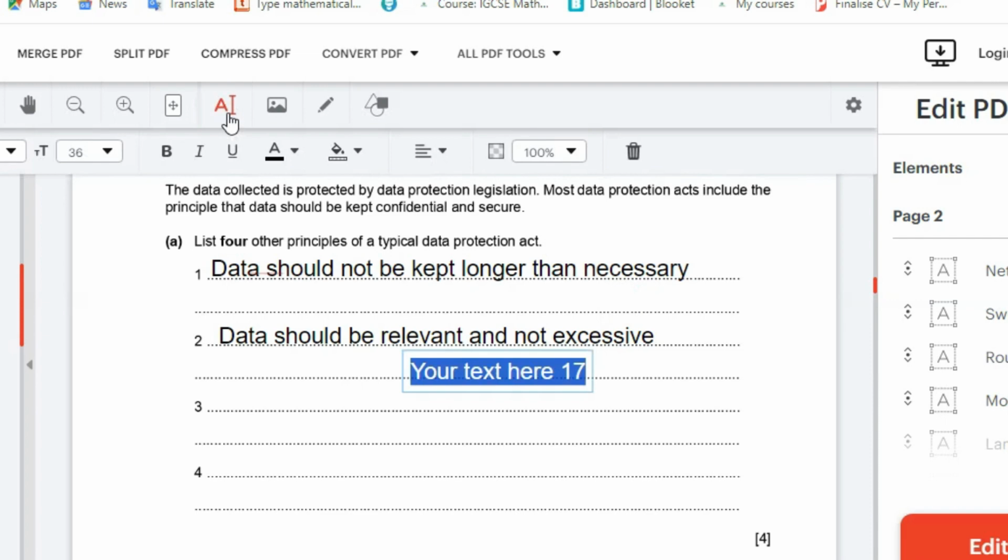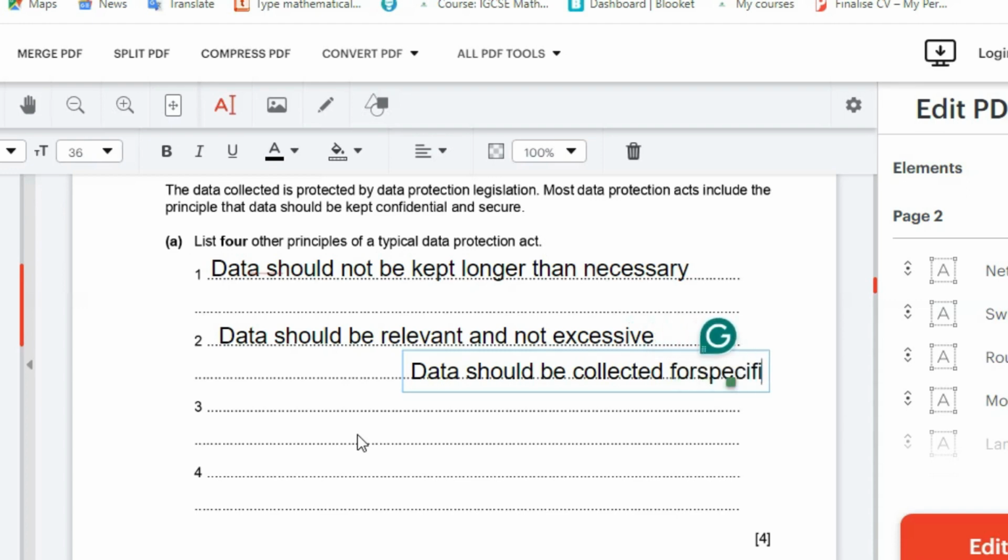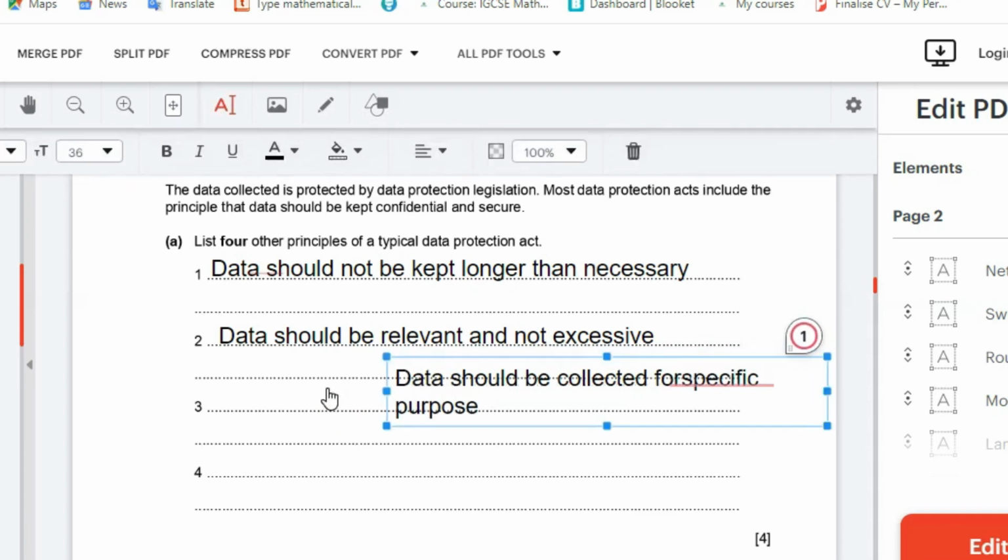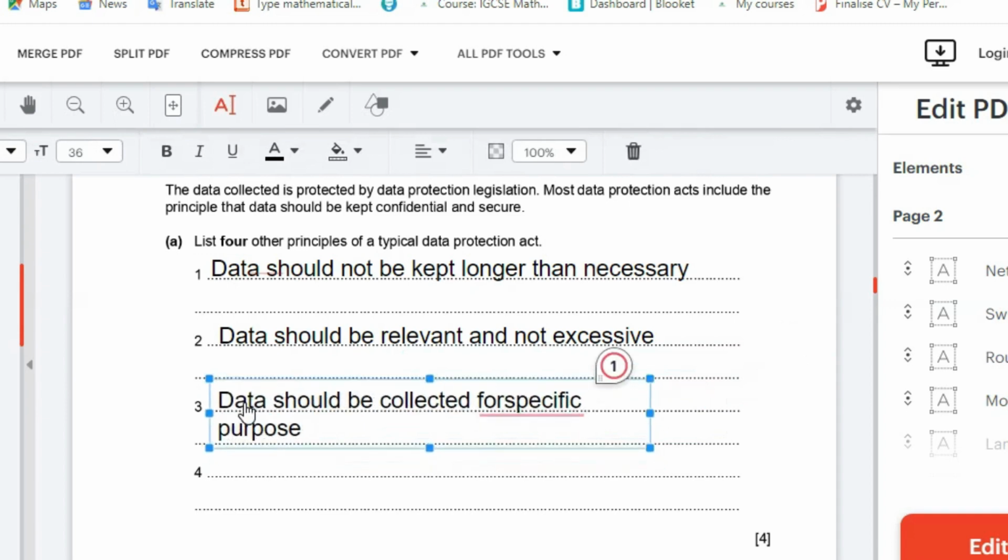Also, data should be collected for specific purposes. Specific what? Purpose. It should have a specific purpose or a reason why you are collecting data.